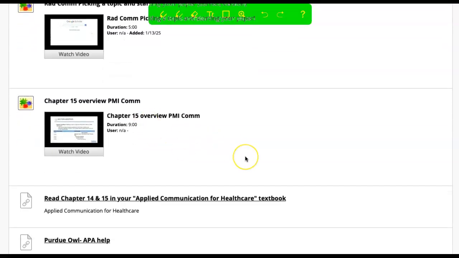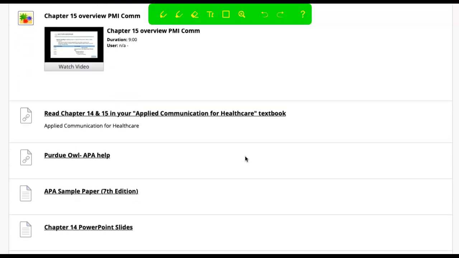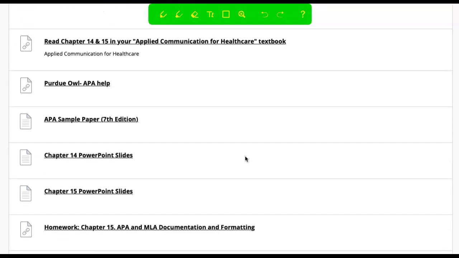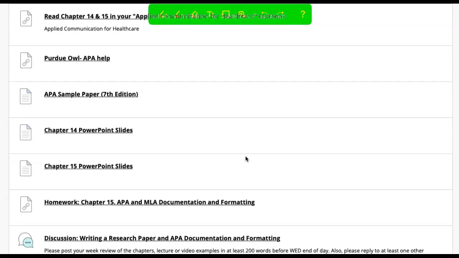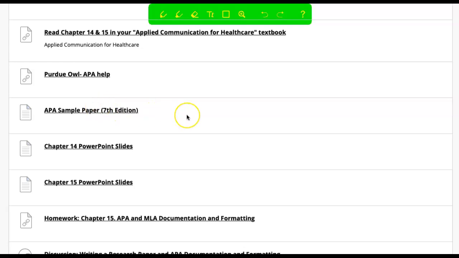You have your chapter 15 overview here, which is only about 9 minutes long, so pretty short. So be sure to take a look at that. Read chapter 14 and chapter 15 in your text. I'm sure you've already done that because of the last module, but APA help through the Purdue OWL, I'll put that there. We have a sample paper, which we'll talk a lot about in these videos. A sample paper located here for APA 7.